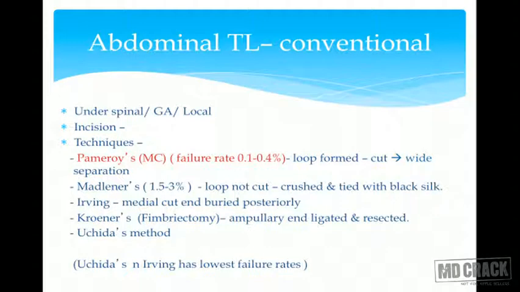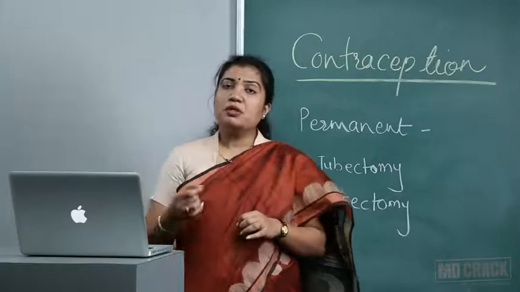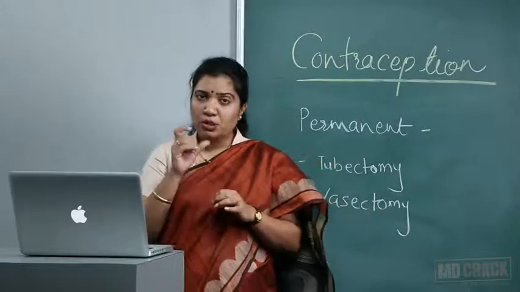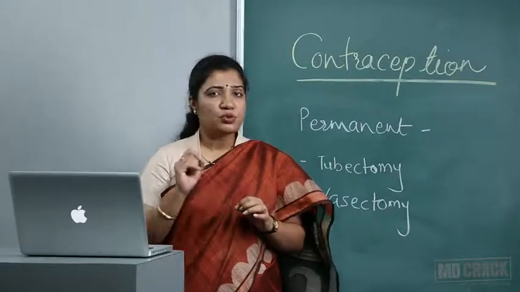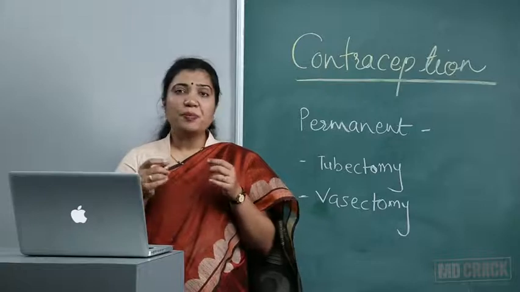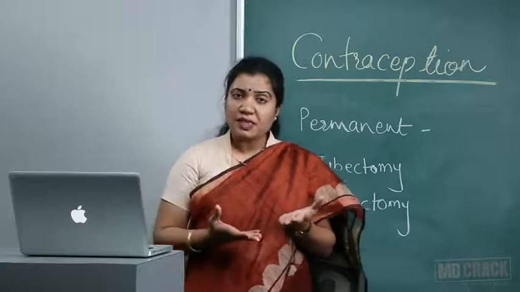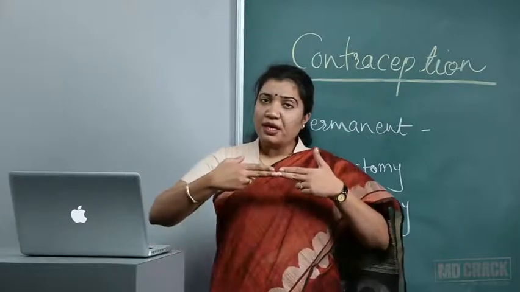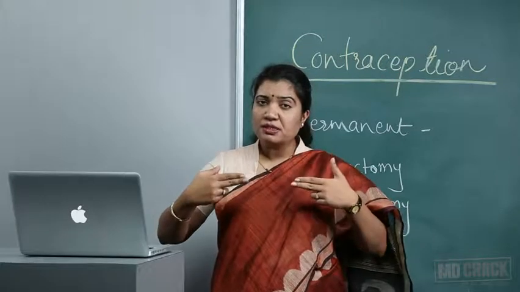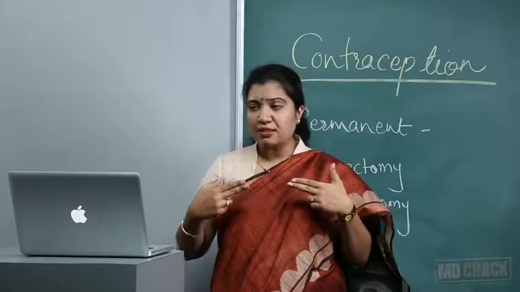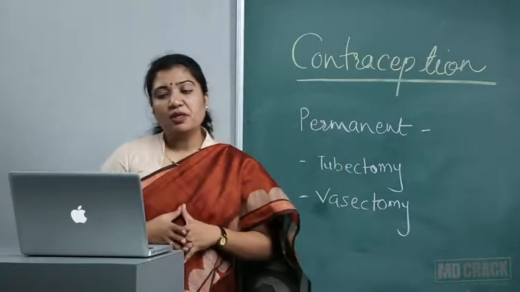The technique most commonly used is Pomeroy's. It has the least failure rate, 0.1 to 0.5%. In this, we take out the tubes, form a loop, and the loop of the tube is tied with absorbable suture material, commonly catgut. Then we cut the loop. Some people crush the ends. The whole idea is that once healing takes place and the thread gets absorbed, these two cut ends would be at a distance, so there would be less chance of recanalization. So this is a widely accepted method, the Pomeroy technique.